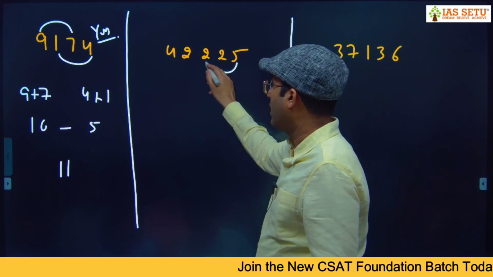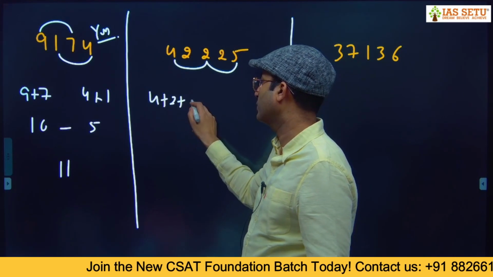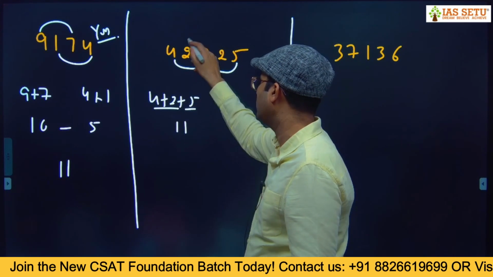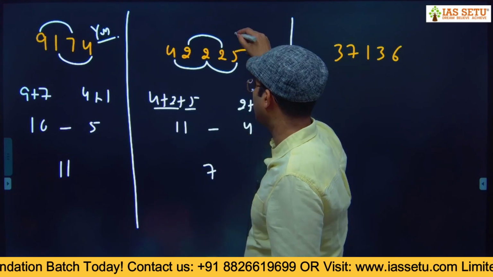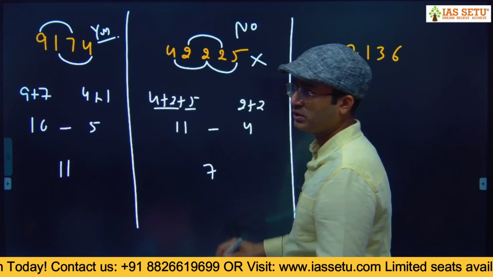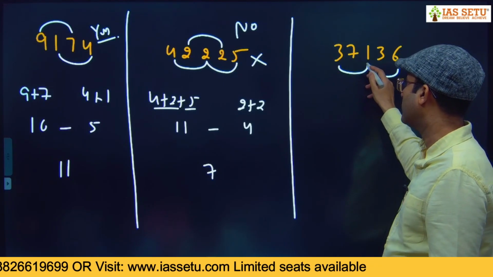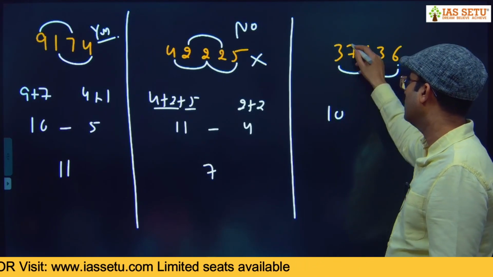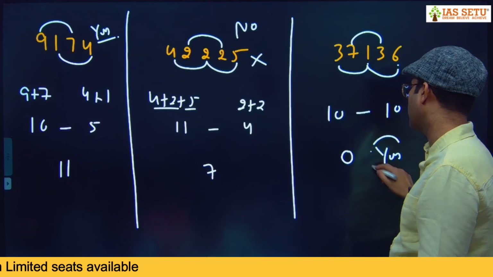In this case, 5 plus 2 plus 4. So it is 4 plus 2 plus 5, 6 plus 5, 11, 2 plus 2, 4. Here the difference is coming 7. No, this number is not divisible by 11. Here 6, 1, 3. 3 plus 1, 4, 10. This is 10. Your difference is 0. This number is divisible by 11.